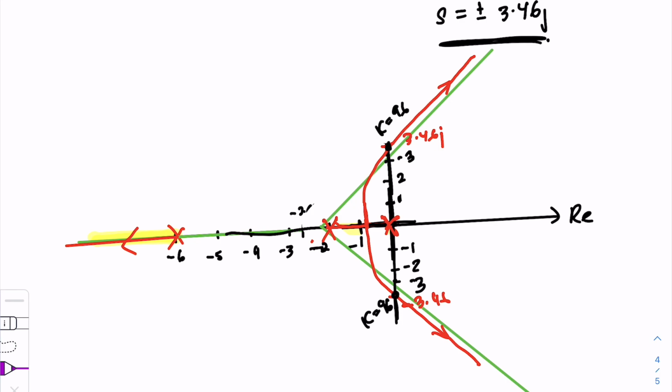Both top and bottom, the magnitude of K is 96, but the coordinates of your roots at that point will be positive and negative 3.46J on your imaginary axis. So these are the locations of your critical values. At anything above this value, your system will become unstable. When you plot your imaginary and real axis, you must make sure you're plotting using the same scale. Only then can you use it to assess the stability of the system. So that is the sketching for our root locus.